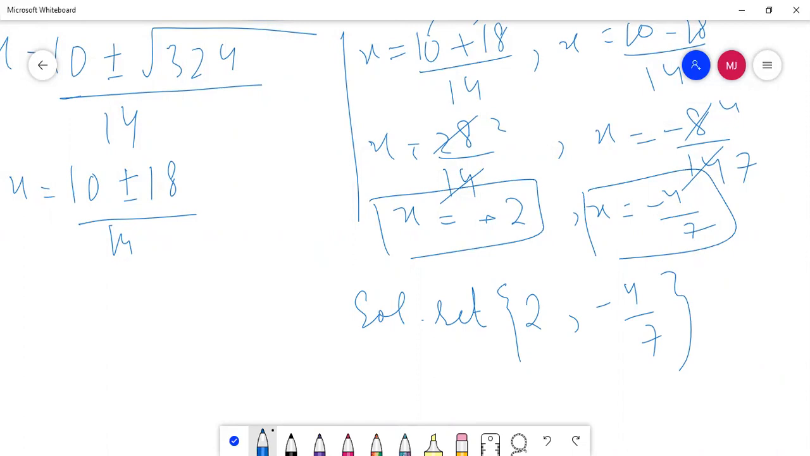Alright students, that is how you can use the quadratic formula to find out the roots of the quadratic equation. I hope it's clear. We will discuss completing the square in our next lecture.